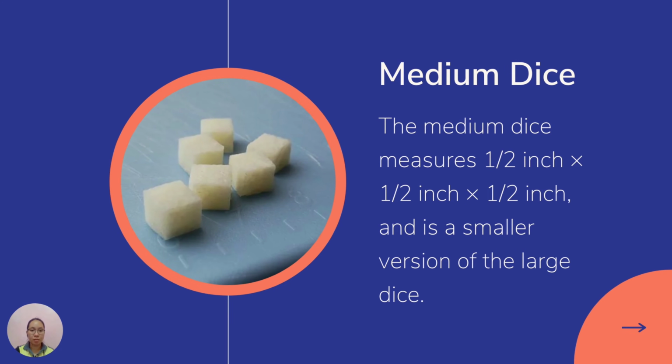We have the medium dice, which measures 1/2 by 1/2 by 1/2 inch. And this is a smaller version of the large dice. So this is generally a good choice when the recipes don't specify the size of the dice. If the recipe says diced tomatoes, you can use the medium dice.